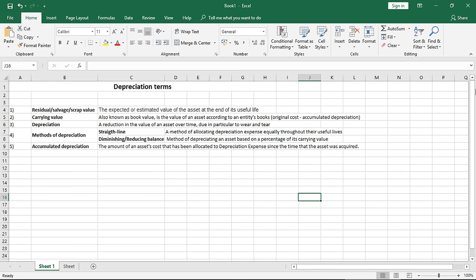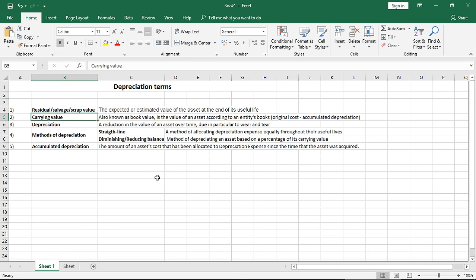The next one we'll be looking at is carrying value. What is carrying value? Carrying value is also known as book value. It is the value of an asset according to an entity's books. In simple terms, carrying value is the original cost of the asset, whatever you bought the asset for, minus the accumulated depreciation of the asset. So that's known as book value. That's the carrying value, the amount at a specific period after deducting all the depreciation.